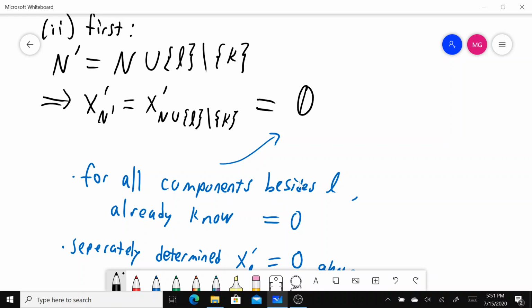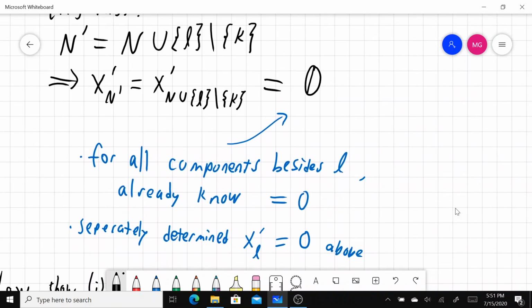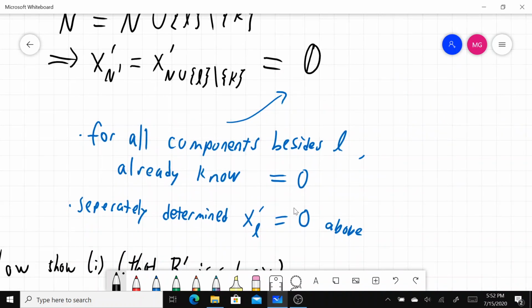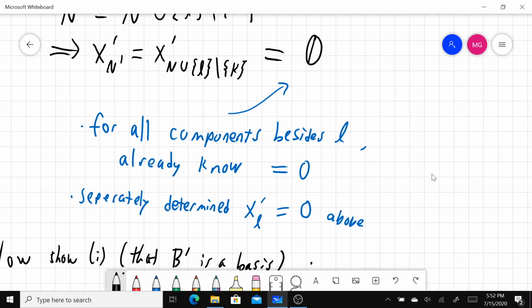So this is just what we already said. For all components besides L, we already know that it's equal to 0, because x prime sub N is equal to 0. And then we also separately determined that x prime sub L was equal to 0 above. That was the definition. Remember, x prime sub L was the rth basic component of x prime, and that was the one that went to 0 by our choice of the booster variable t. So that means that all these components genuinely are zeros. And so we've shown that fact 2 is true.